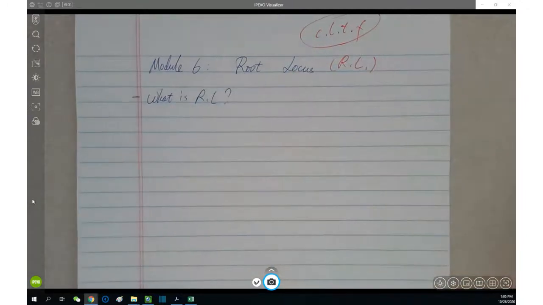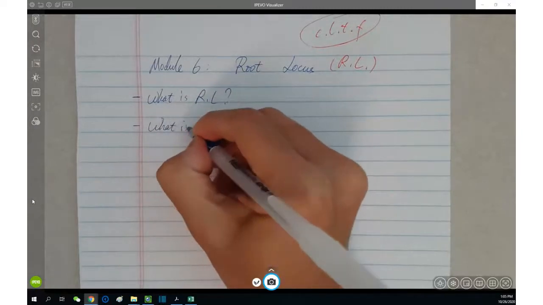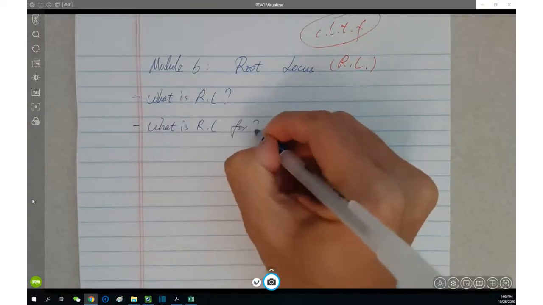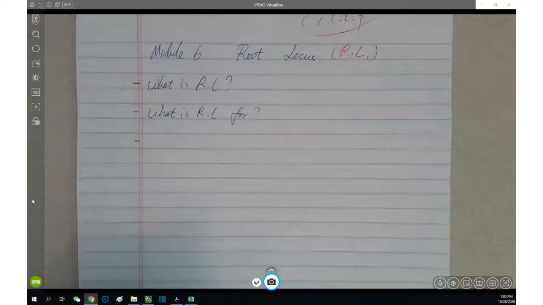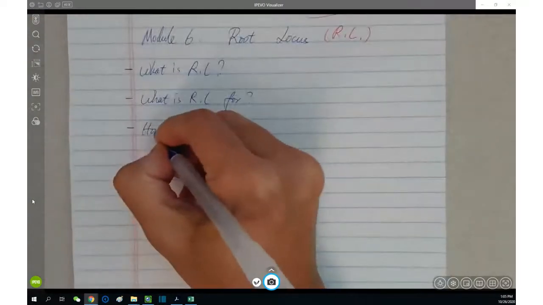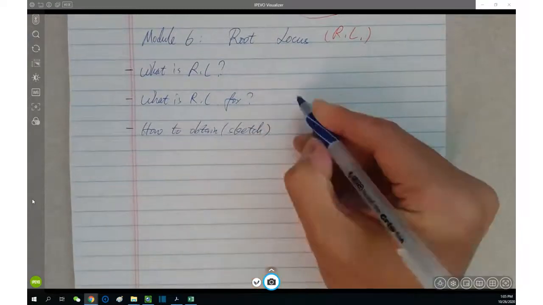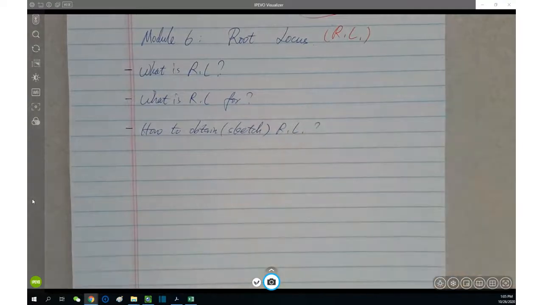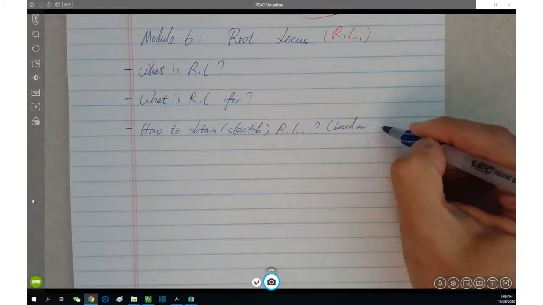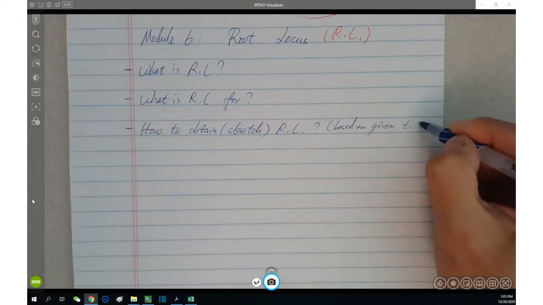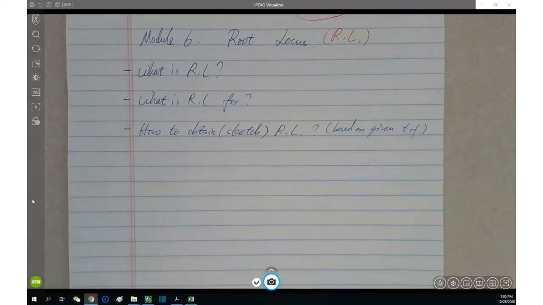What is a root locus? And then we will answer. Second question is, what is it for? And then the third question, a basic question, is how to obtain or sketch a root locus. Obviously, this is based on a given transfer function. So these are the questions we are going to answer for today.